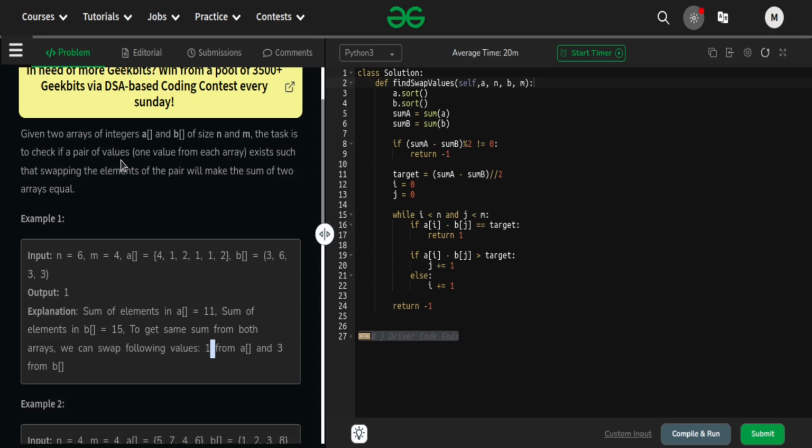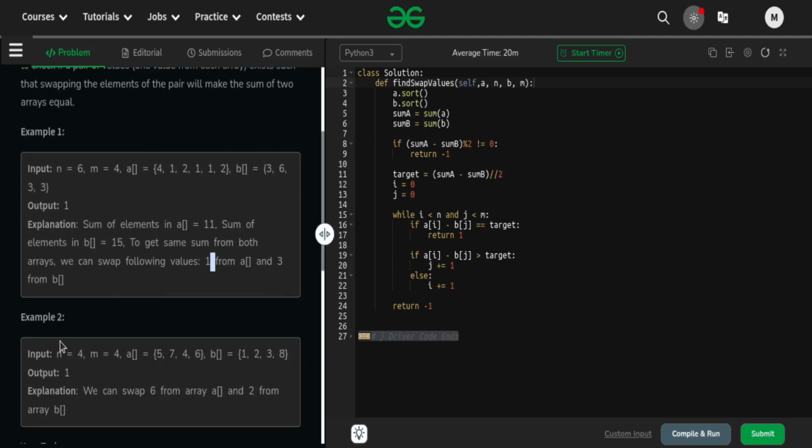is to check if a pair of values exists such that swapping the elements of the pair will make the sum of the two arrays equal. So let us try to understand the problem statement with the help of an example. Let us say the array A which is given to us is this and the B array is this.